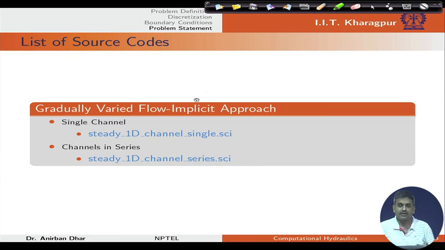In the next lecture we will be talking about channels either in parallel or those having more junction points or multiple channels connected there.